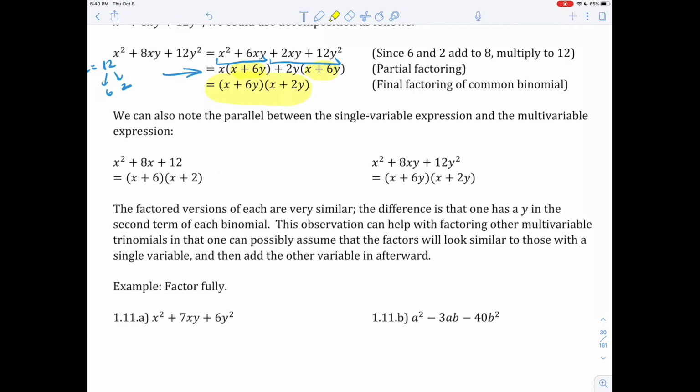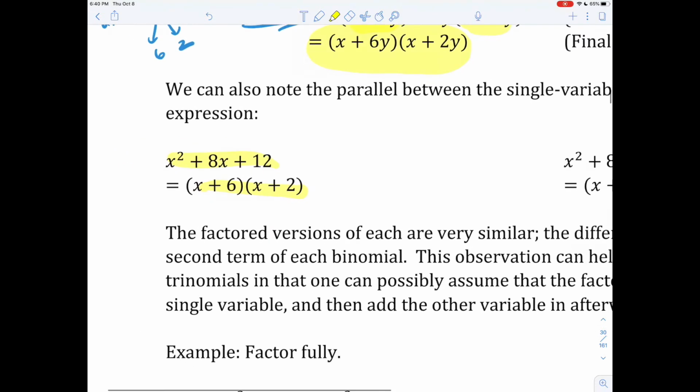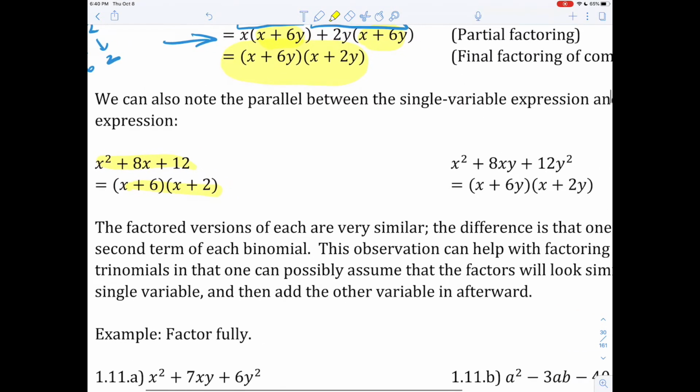So we can even look at this example here. In a different way, if you don't really want to do decomp, again, you still don't need to be terrified by the fact that there's multiple variables. Look at how we'd factor this thing that I circled with a highlighter. We have x squared plus 8x plus 12. It factors as this. Maybe that's something that you can get. But that's very similar to how it's factored when there's a y involved as well.